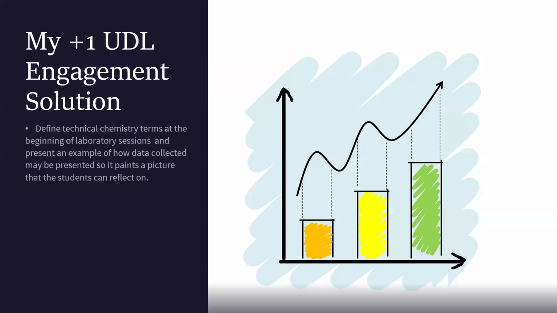A UDL engagement solution. Using my +1 UDL engagement solution to correct my critical event barrier will be to take the time to stress the importance of data collection and presentation techniques. Particular importance will be placed on understanding how one can paint a picture with data so it becomes self-explanatory to other people.